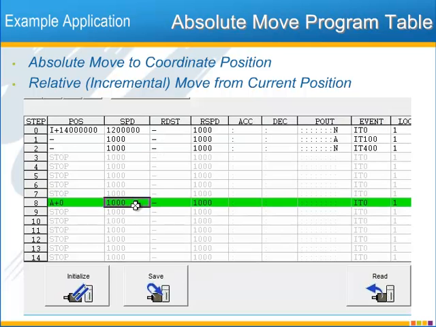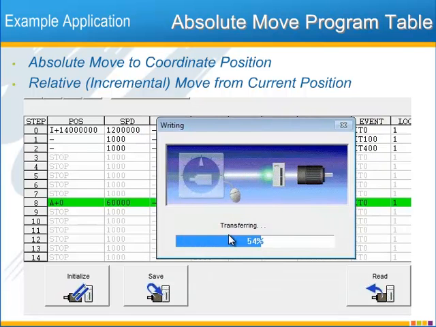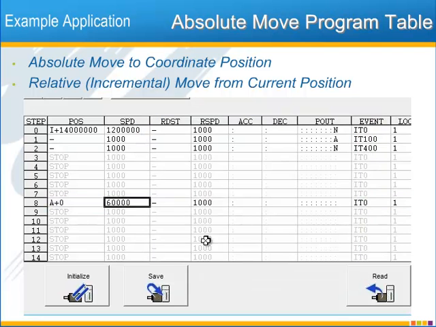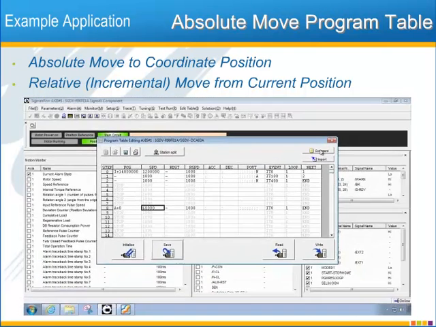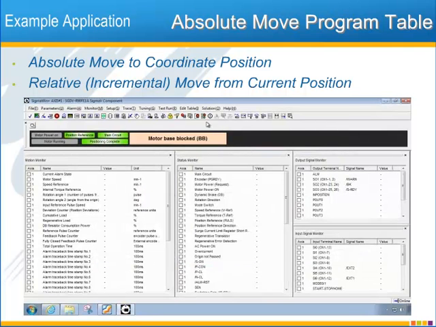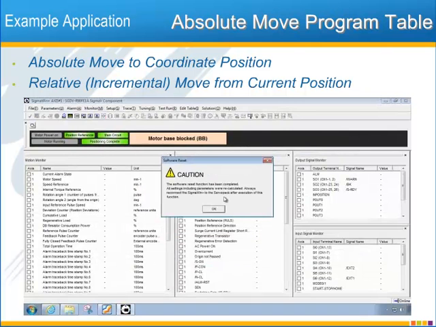Choose a slow speed here of 60,000 reference units, and I'll write that in. This will be the end of my program, so I'll save. That puts it permanently into flash so I can cycle power. And now I can close this. So I'll cycle power with the software reset. And I'll follow the caution and reconnect.